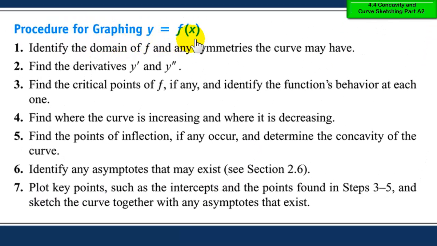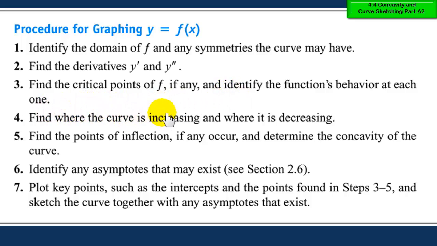Procedure for graphing y is equal to f of x. Number 1, you identify the domain of the function and look for symmetries, where usually even powers of a polynomial will make it an even function, and odd powers of a polynomial will make it an odd function. Number 2, take the first derivative and the second derivative. Number 3, find the critical points of f, if any, and identify the function's behavior at each one.